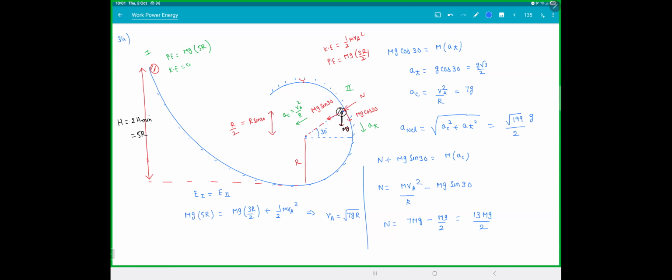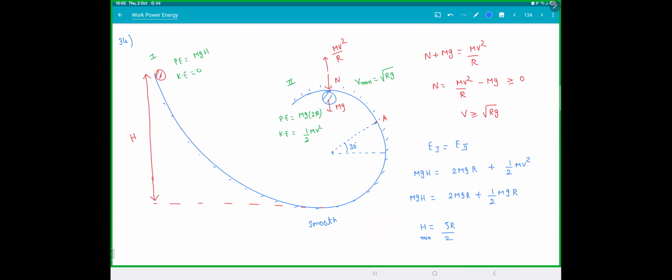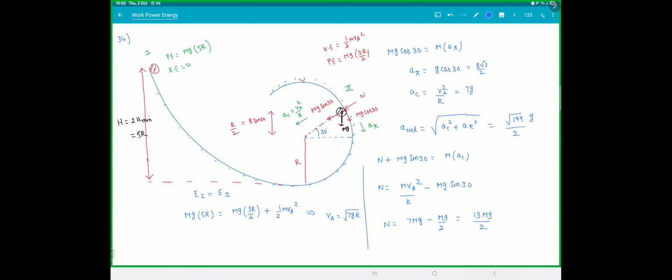Any doubts on this? Some people forget the a tangential. They take only a centripetal. It's a non-uniform circular motion. Your speed is changing at that instant. Have a look at the steps. This is how you can play around. The only thing about vertical circular motion is that at the highest point, you can't stop. You will have a minimum speed root gr. Once you know that, vertical circular motion is done, there's nothing more there. The rest is like your regular work and energy conservation only.